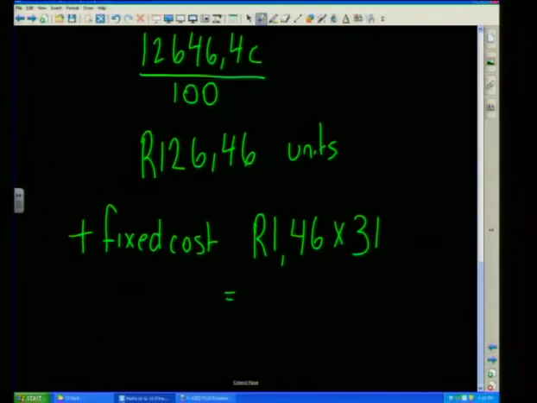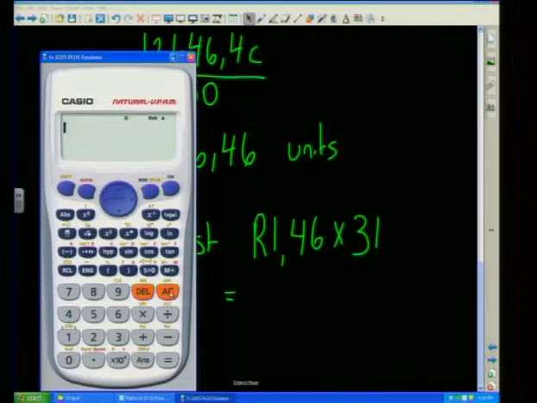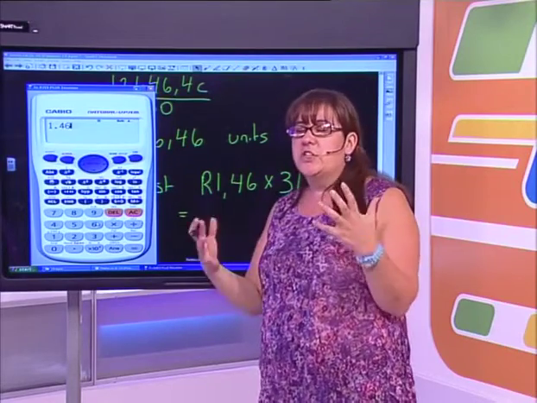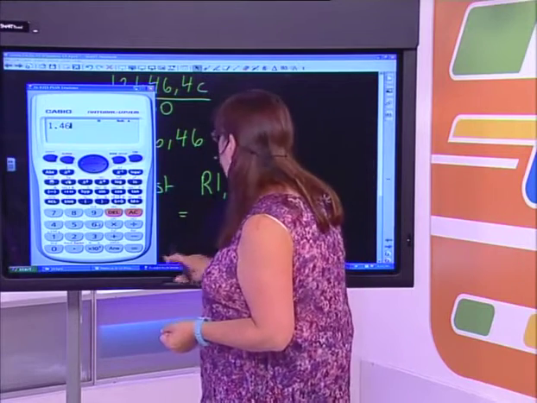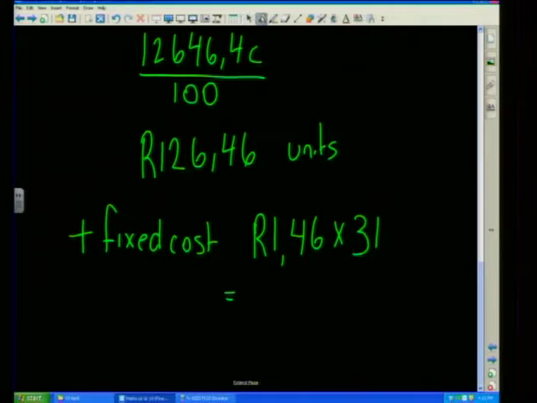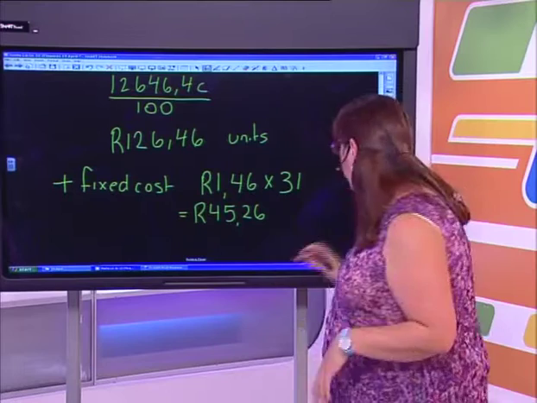So my fixed cost, now I'll use a calculator again. I'll get my calculator up. And remember, I always tell you to check your calculator as you're going and as you're typing in numbers. It's just a good habit to get into. So R1.46 times 31, I've checked that, and I get an answer of R45.26. So that was 45 Rand 26.